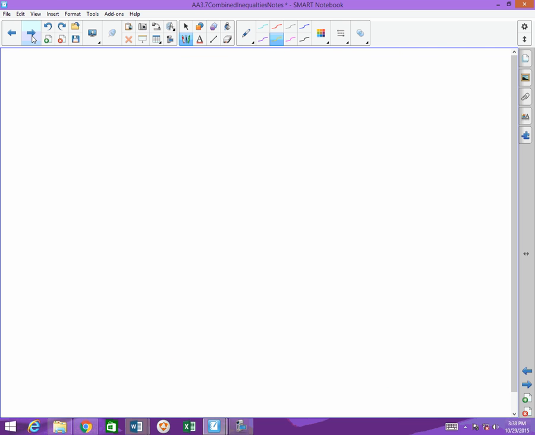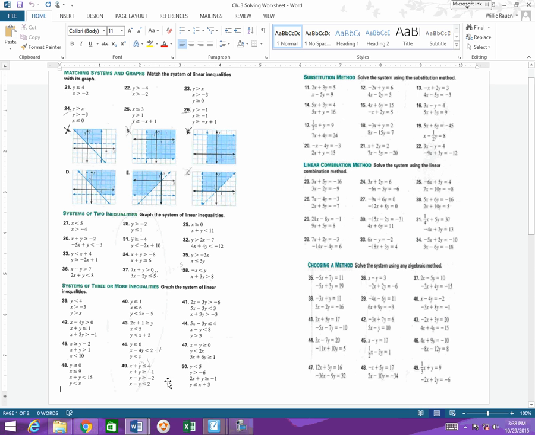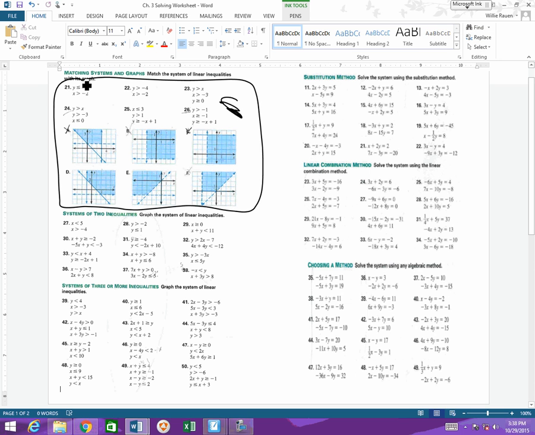All right, so your assignment is going to be your worksheet. This part here, you are going to do these problems, 21 to 26. You have to match the inequality with the graph, the correct one, and then you're going to do this middle section from 28 straight down to 49. And that's everything. Enjoy.